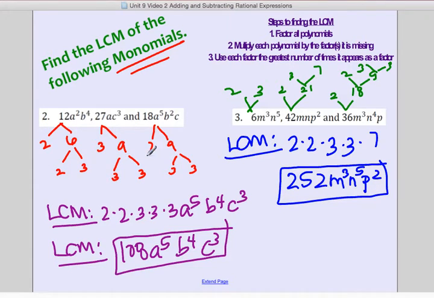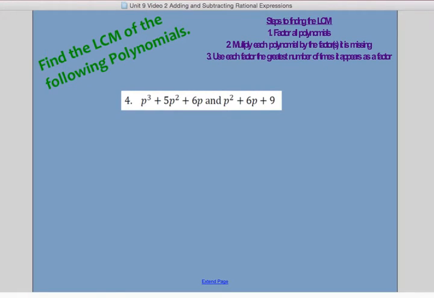Okay, so this is with monomials. Now we're going to go ahead and look at trinomials. So what we need to do with these is you need to factor. Okay, so here's my new little fact with that one. Gotta factor. So let's factor it. The first thing you always want to look for is a GCF. Looking at this first one, they all have a p, so I'm going to factor out a p.